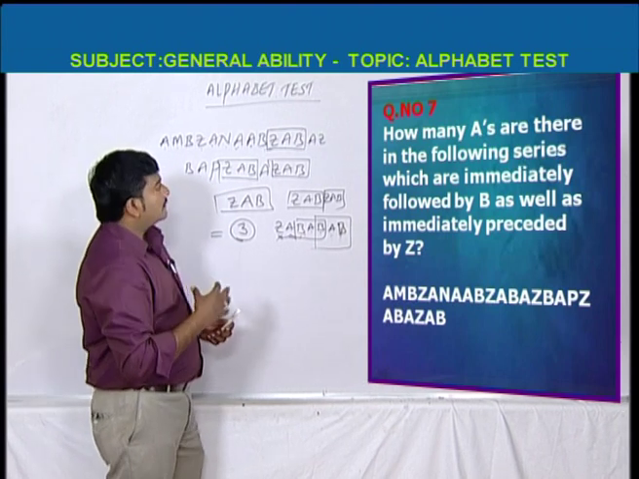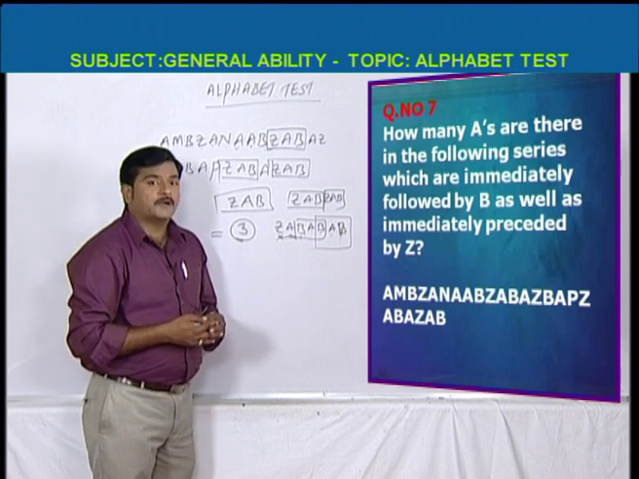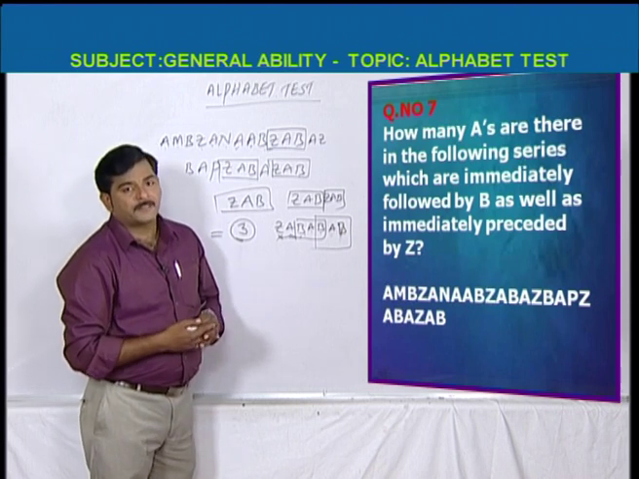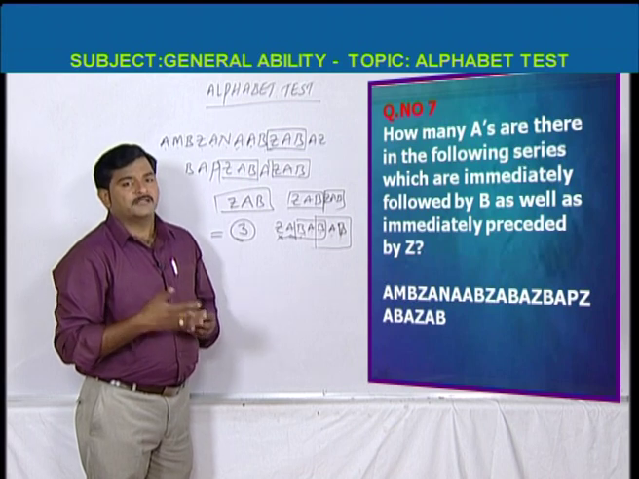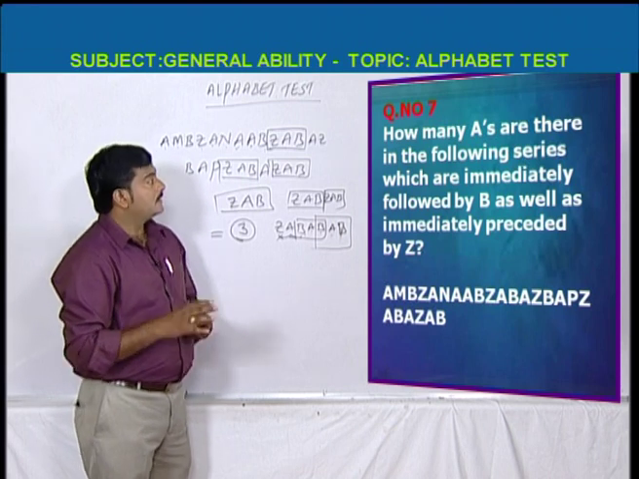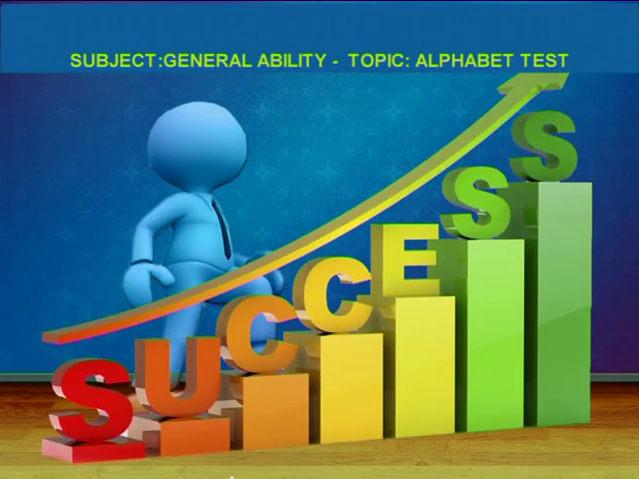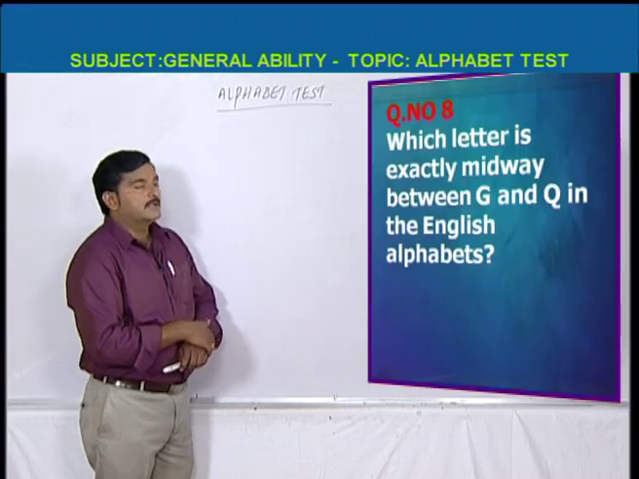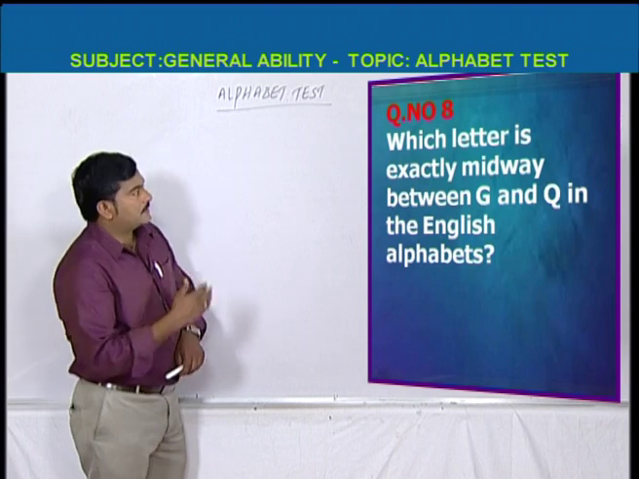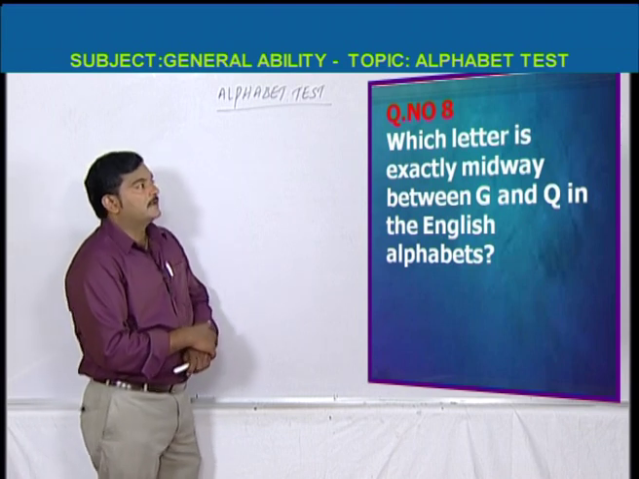So some instructions will be given. According to the instructions, you have to find the given letter, either D or Z or something else. Now we will discuss the next model in this alphabet test. Just now we have seen the conditional sequence of letters. So now he has given some other model. What did he ask you to find?